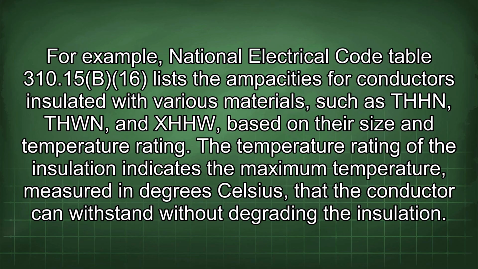For example, National Electrical Code Table 310.15(B)(16) lists the ampacities for conductors insulated with various materials such as THHN, THWN, and XHHW, based on the size and temperature rating. The temperature rating of the insulation indicates the maximum temperature, measured in degrees Celsius, that the conductor can withstand without degrading the insulation.